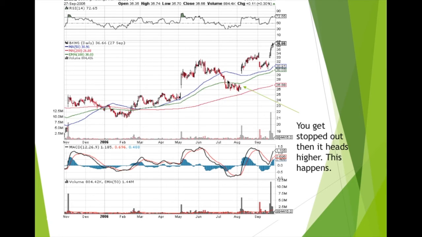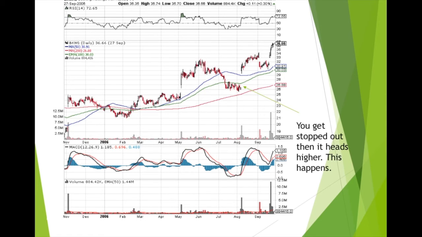Goes up a little bit, comes down, we get stopped out. Okay, after we get stopped out, it starts heading higher again. Stuff like this happens. No system is perfect. I don't know what to tell you. You're never going to find something that's 100% perfect. So you just learn to deal with it.